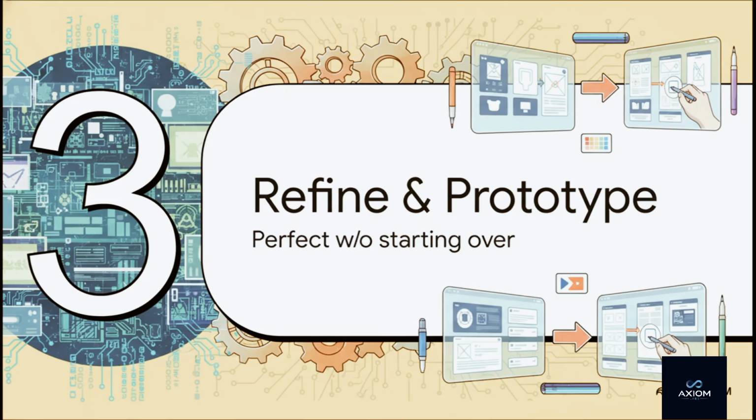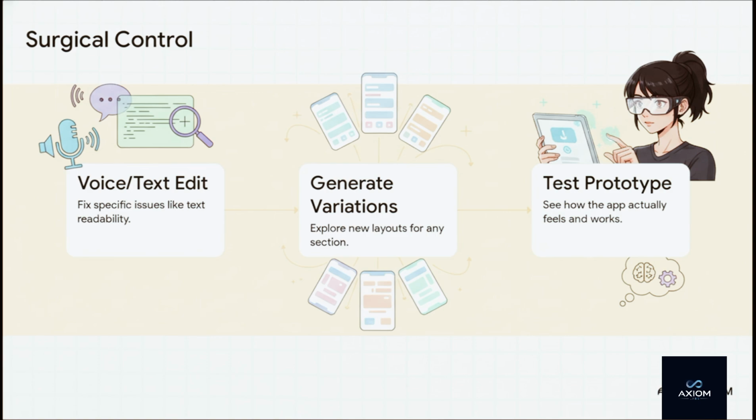It looks pretty good, but it's rarely perfect on the first try. So now let's get into the next phase, making it perfect without ever having to start over. Instead of just mashing the regenerate button and praying for a better result, Stitch gives you surgical control. You can use your voice or just type in commands to make specific fixes, like add a dark overlay to this image to make the text more readable.